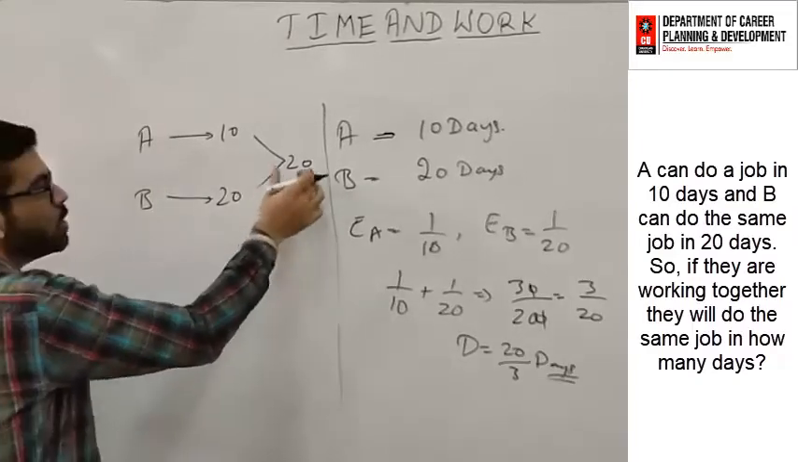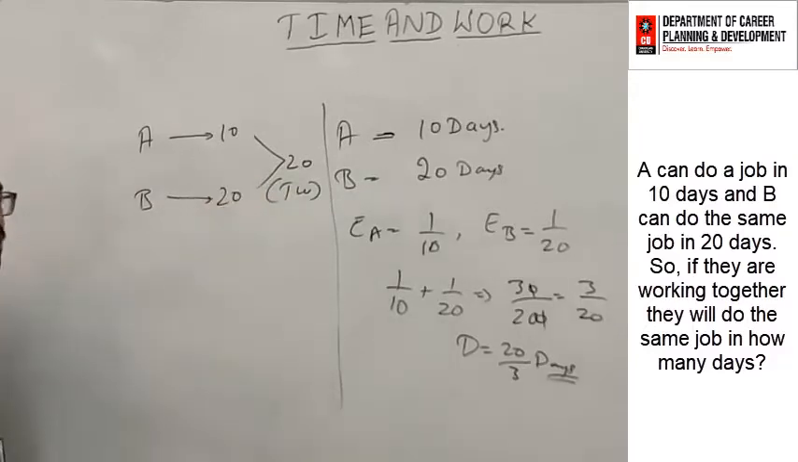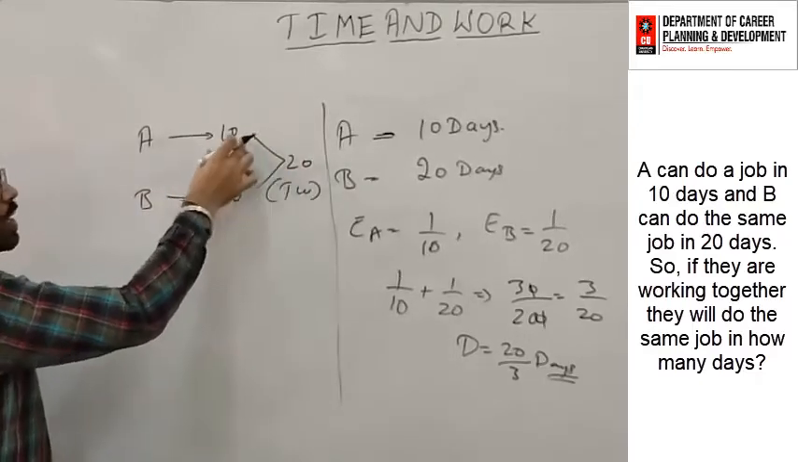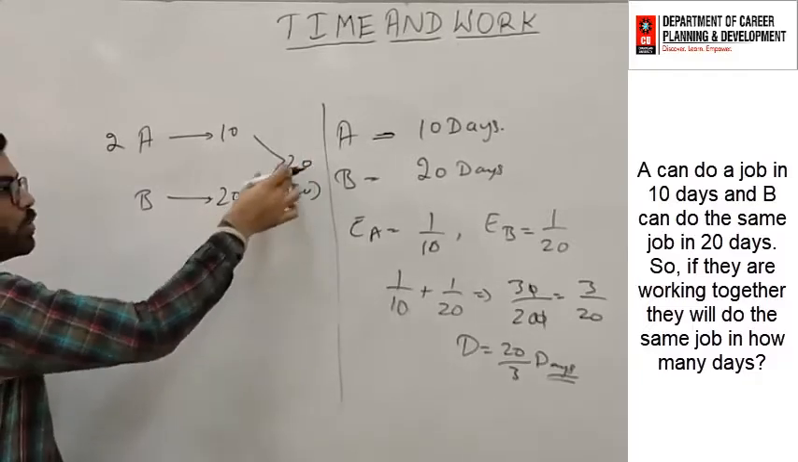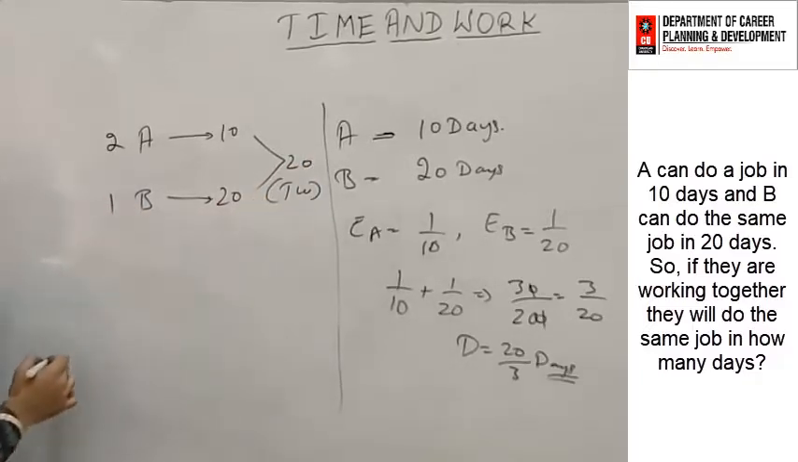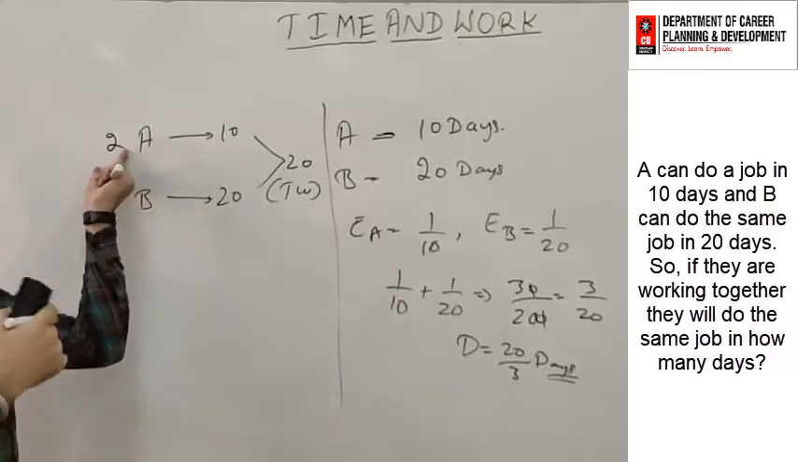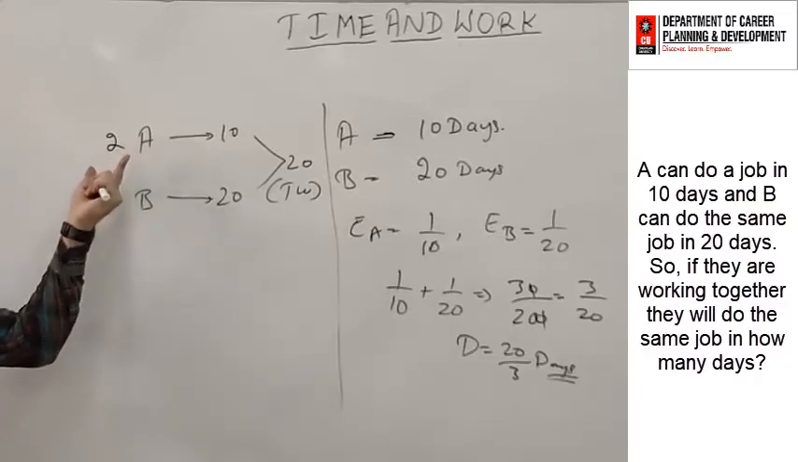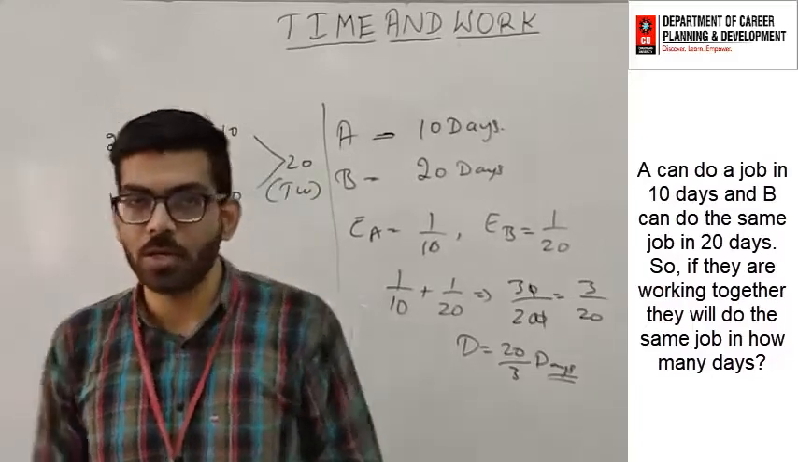20 is your total work. So the efficiency of A comes out to be total work divided by number of days, that is 2. Efficiency of B comes out to be 20 divided by 20, that means 1. What is this efficiency representing? It means A can do 2 units of work in 1 day. That's why it takes 10 days to complete 20 units of work.